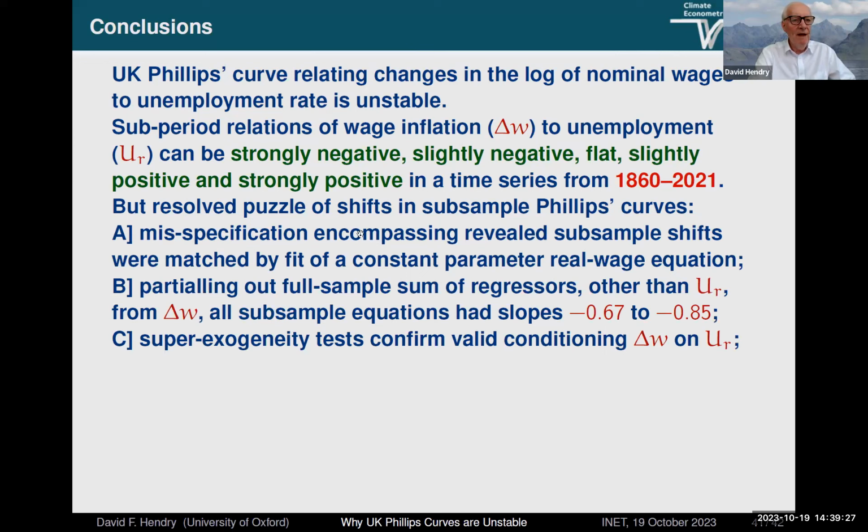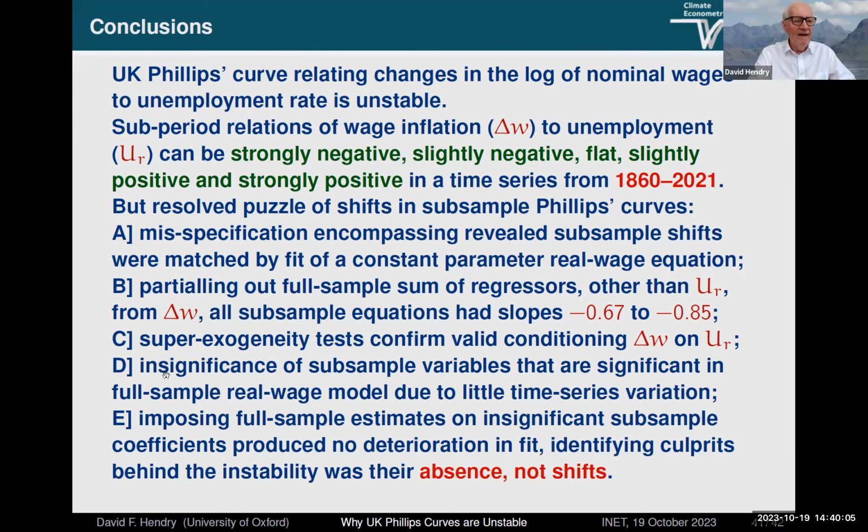So we show that a misspecification encompassing test revealed that the subsample shifts were matched by a fit of a constant parameter real wage model. By parceling out the full sample sum of regressors as a scalar, other than the impact of UR from delta W, all subsample equations had slopes over a very narrow range. And this doesn't need partial out from UR because it's orthogonal. And then we can test the validity of conditioning of delta W and UR by super exogeneity tests, and they confirm that it's a valid conditioning.